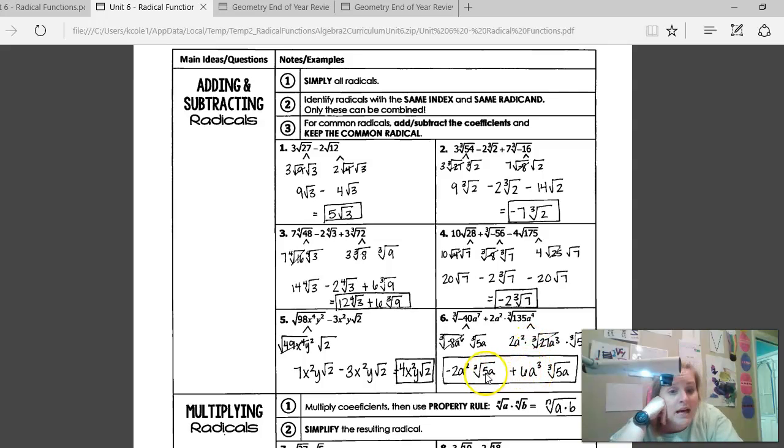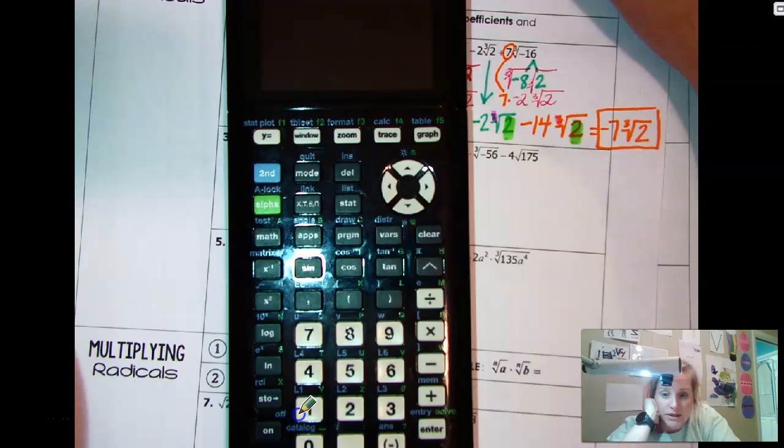Now, this is a 3. This is a 3. Their index is 3, and what's inside the house is the same. The problem is we cannot add the coefficients together because they are not like terms. So you just leave it separate, just like we did number 3. Some of them will not simplify down. Okay? Now, let's move on to multiplying.